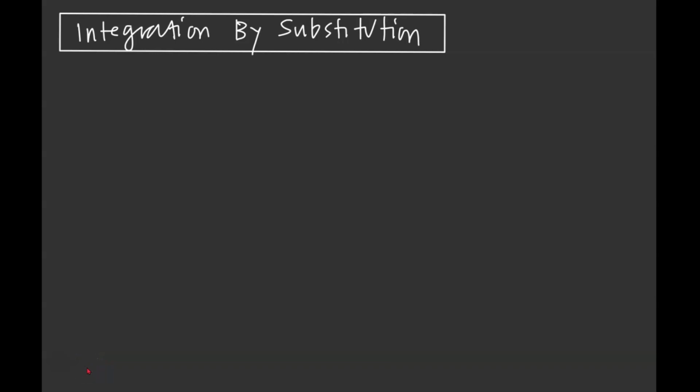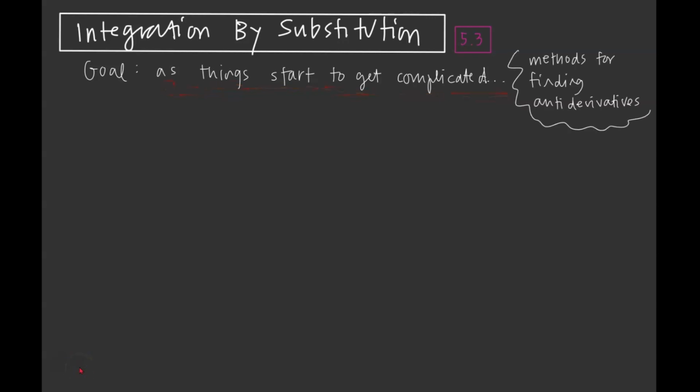We're now going to begin learning different methods of integration, and the first one that we are going to learn is integration by substitution. This comes in section 5.3 in the textbook. So our goal here is, things are going to start getting complicated, and we need more and more sophisticated ways of finding antiderivatives. So as things start to get complicated, we're going to learn some methods for finding antiderivatives.